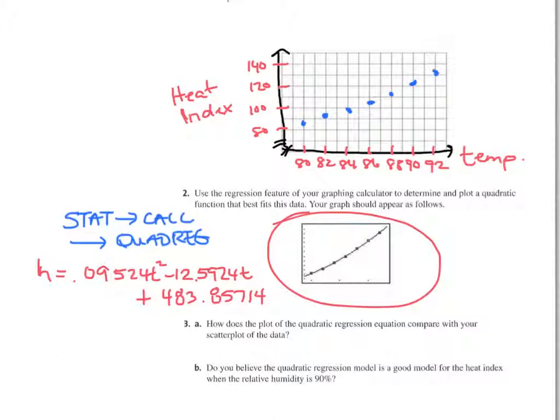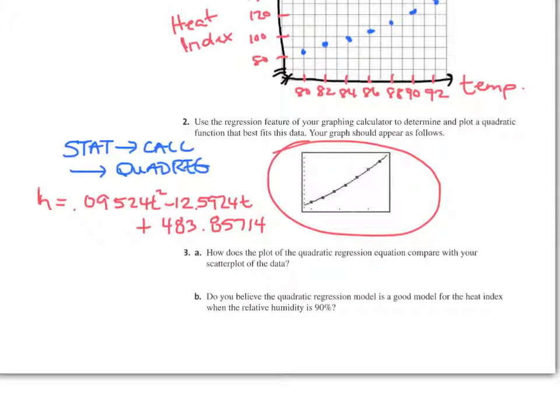Some parts of this are probably not applicable. That y-intercept, the last value right there, is not going to be appropriate for this. This is really only good for these certain temperatures that the National Weather Service issues a warning. So how does this plot of the quadratic regression compare? If you put that equation in and plot it at the same time as your scatter plot, you'll see that the graph matches very well.